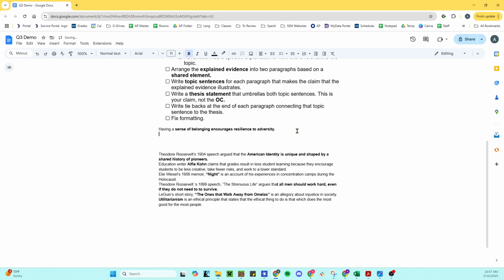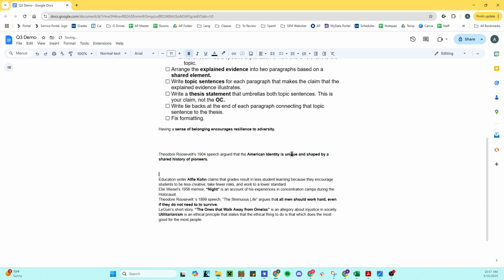I'm thinking about striving. I see having a sense of belonging encourages resilience to adversity. I don't love that. I would really have to do a lot of work. I could make that work, but it would be a lot of work. But if I come down here and think about the pioneers, I don't know if they strove for perfection, but they sure did strive for a better life. They were not content with what they had. So that's a very strong possibility.